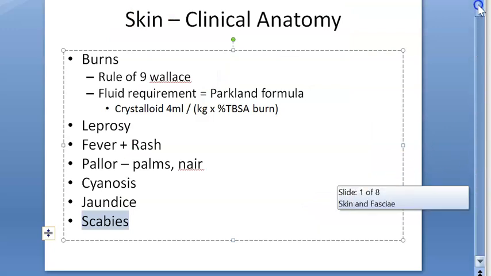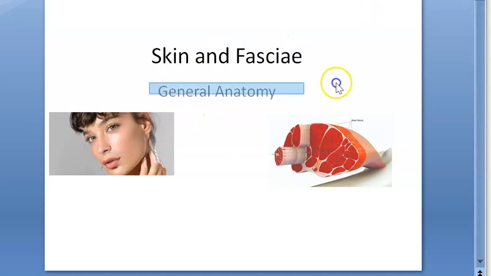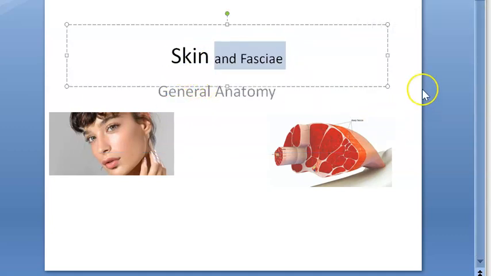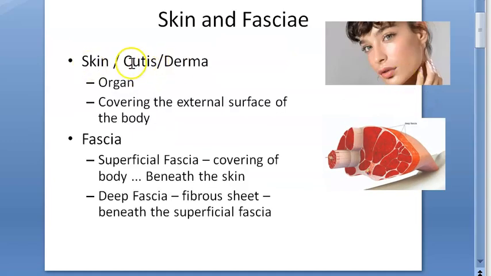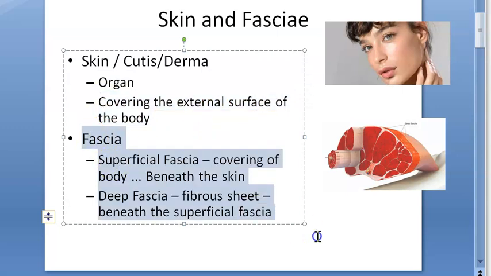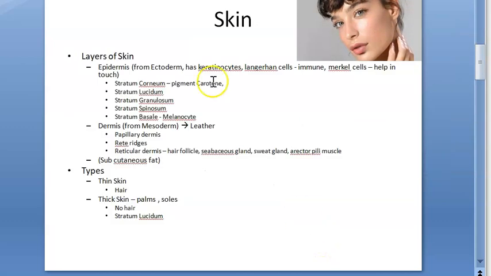So in this video, basically we wanted to look at this general anatomy topic, skin. We have looked at mostly skin only, right? Skin is basically also called cutis, derma. It is an organ. It's actually covering the external surface of the body. Fascia is something that covers the deep structures in your body. Superficial fascia is something that you find beneath the skin. Deep fascia is something which is beneath the superficial fascia. Anyways, now coming to skin, this is what we wanted to focus on.